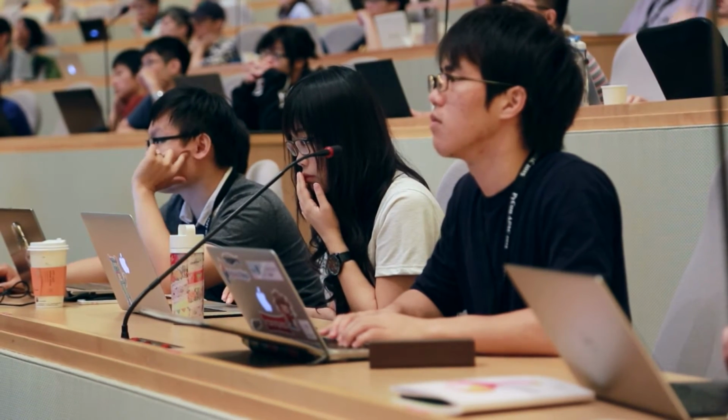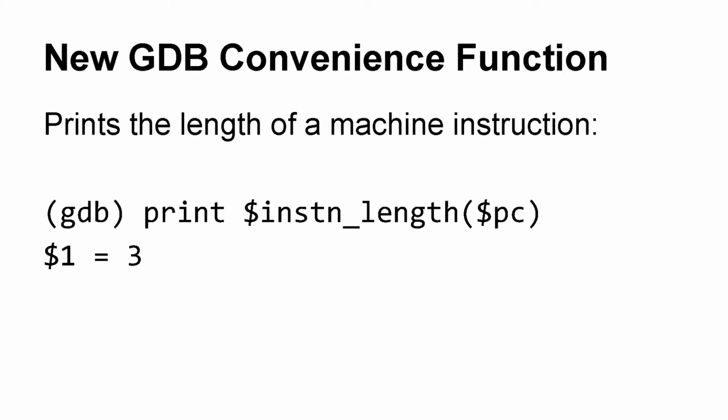Okay, let me give my second example. We're going to implement a new GDB convenience function. What's a convenience function in GDB? It's something that looks like a function, but starts with a $ in GDB. You can use these in GDB expressions to help your debugging. I'm going to show you how to implement a convenience function called instruction length. It takes an address that points to a machine instruction, and it prints the number of bytes that the instruction takes up. From the value 3 here, you can see that we're probably on x86. If you're on ARM, it would be either 4 for ARM mode or 2 for Thumb mode.